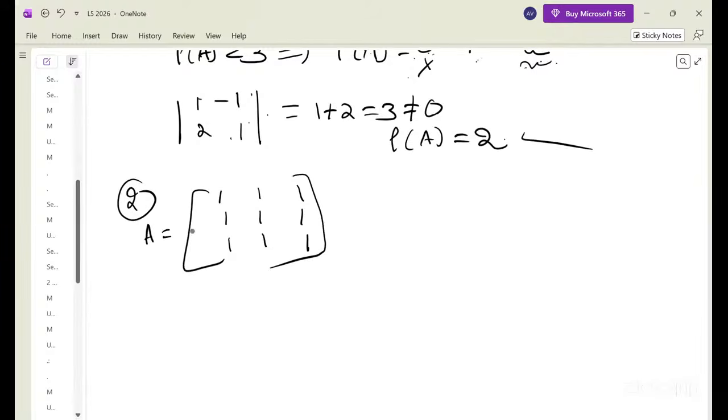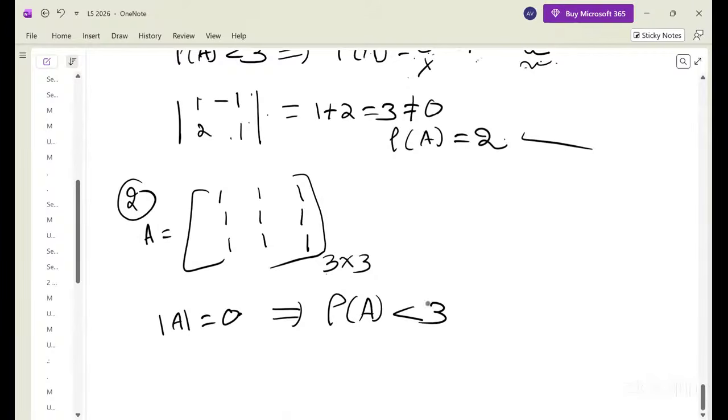This is A. By looking at the matrix itself, we can say that determinant of A is 0. Why is it 0? Because if any two rows or any two columns are the same, we have discussed the property that the determinant becomes 0. So the 3 by 3 determinant is 0, so rank is less than 3, definitely. Less than 3 means it can be either 0, 1 or 2.